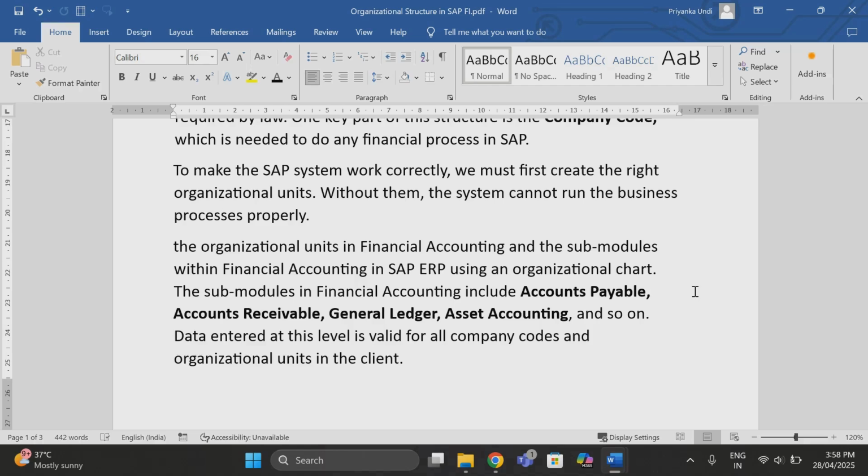The organizational units in financial accounting and its submodules in SAP ERP are shown using an organizational chart, which is very important to have. The submodules in financial accounting include accounts payable, accounts receivable, general ledger, asset accounting, and so on. Data entered at this level is valid for all company codes and organizational units in the client.